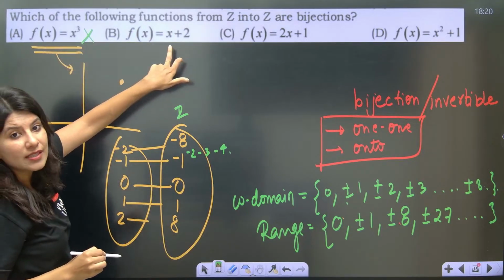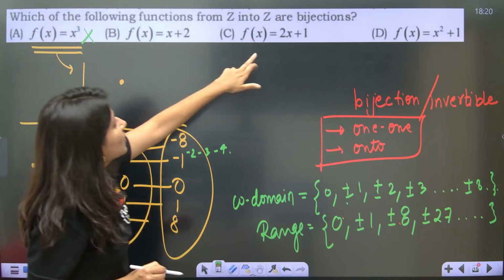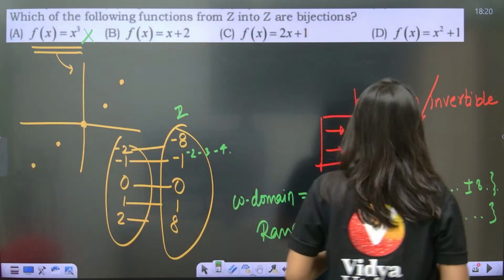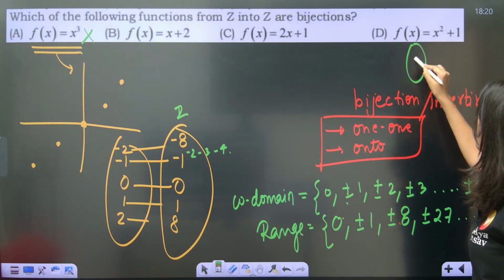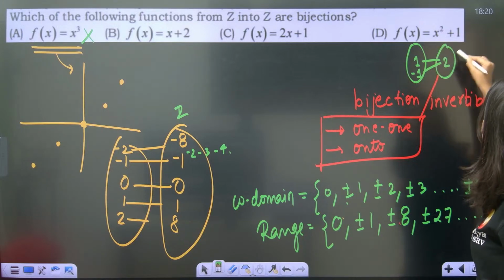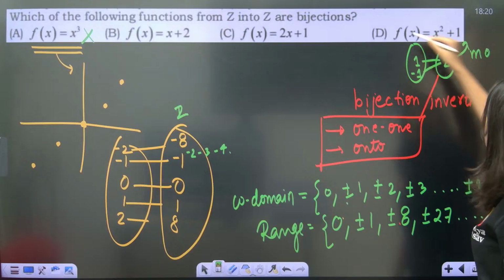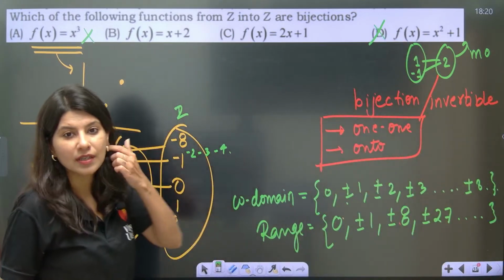What about this? X plus 2. What about this? 2x plus 1. What about this? X square plus 1. Right? So again, can you see? If I put 1 and minus 1, I am going to get 2. So clearly, this is many-1. That is why this is also wrong.